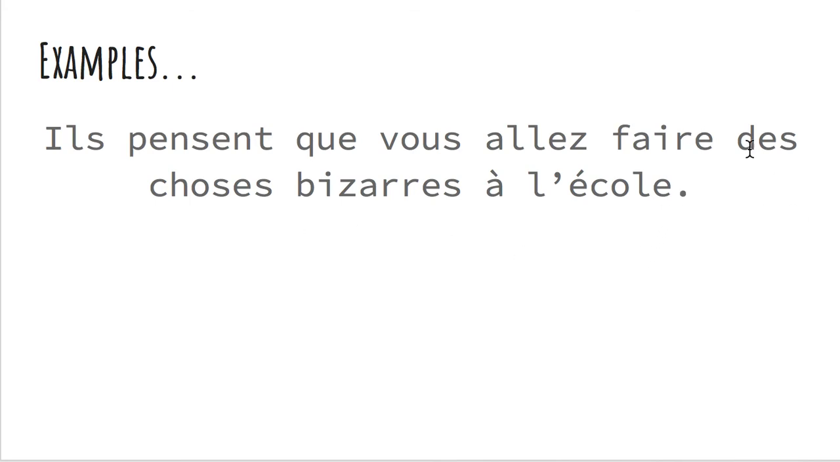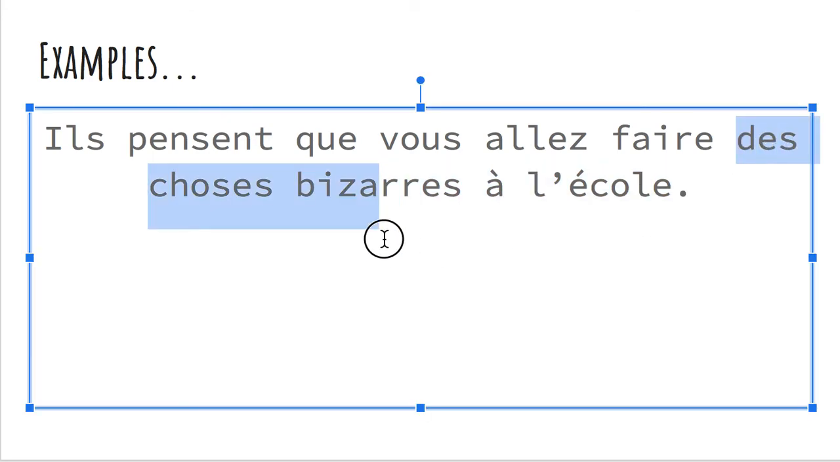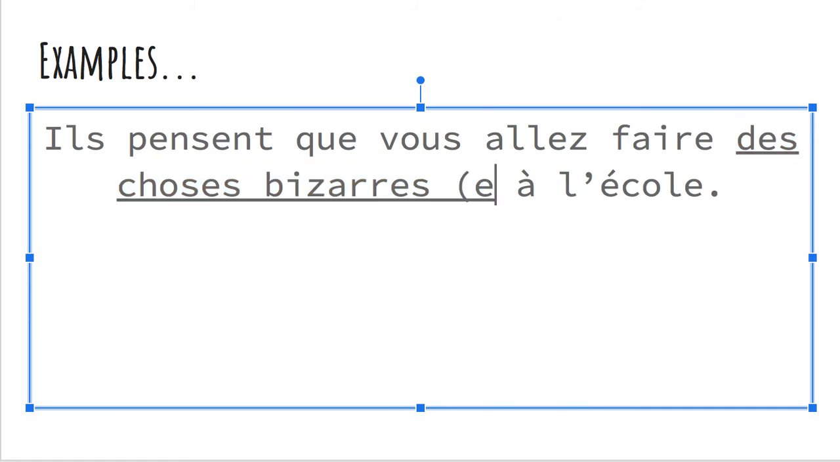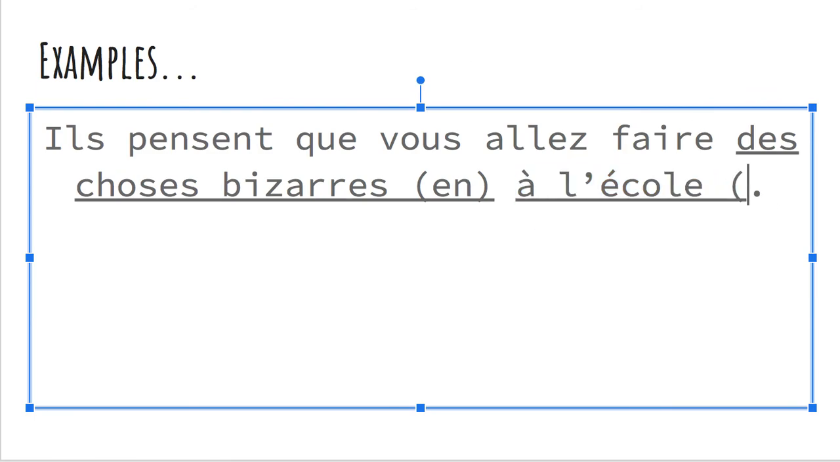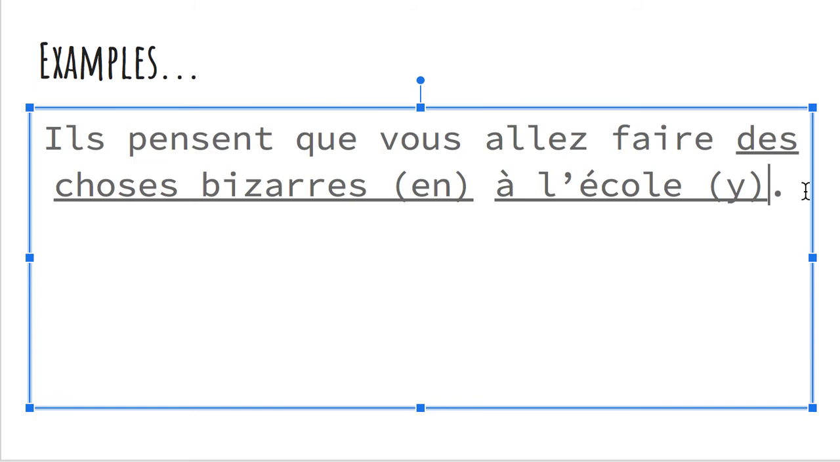Okay, to answer your question, you have two. So you have some bizarre things that is going to be replaced with en, because you've got the day. Remember, a partitive article, du, de, la, day, is going to be replaced with en. And you've got à l'école, which is going to be replaced with the Y, at school.